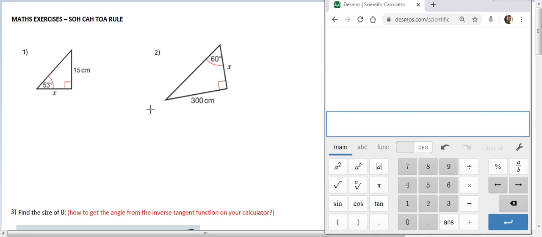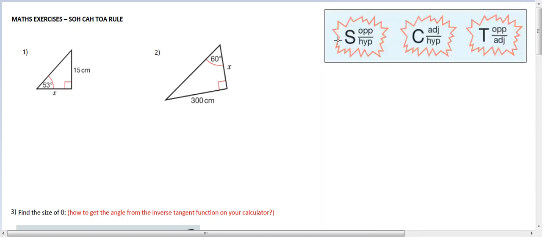Number one, we have to find x here. So we have three relations: the sine, the cosine, and the tangent rule. The tangent rule is the only rule in which I don't have the hypotenuse on it. As you can see, I don't have any information about the hypotenuse, and it's not the side that is being asked for. That's why we must use the tangent rule here.